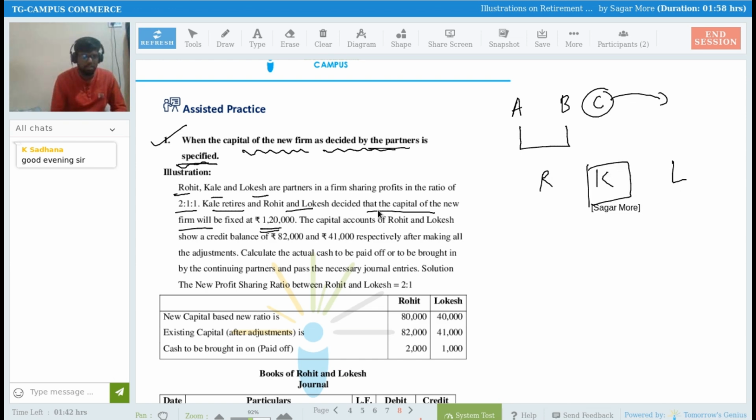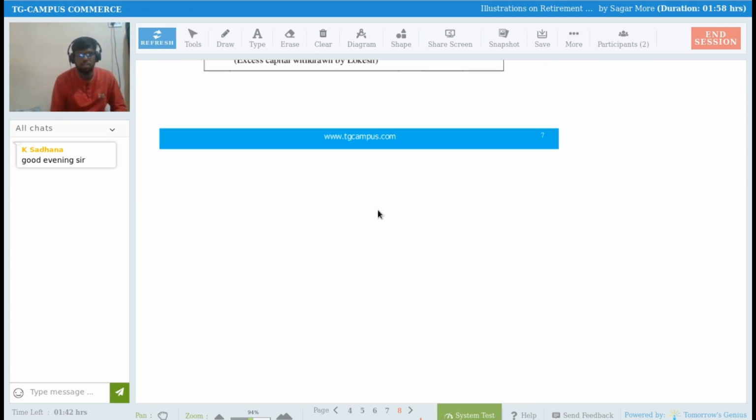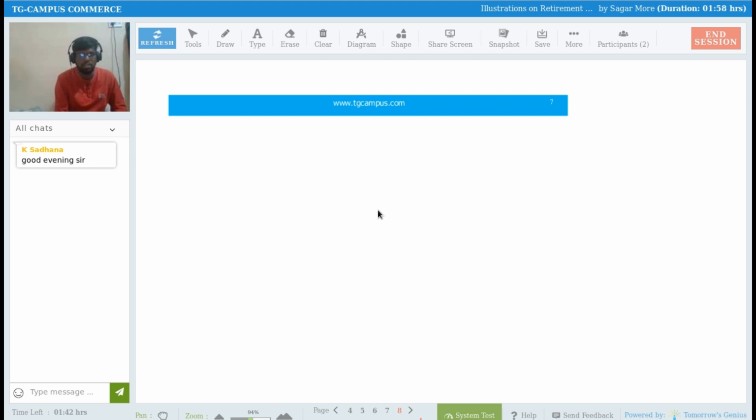So Kale is retiring from the firm. After retirement of Kale, capital of the firm will be 1,20,000 rupees. The capital accounts of Rohit and Lokesh show a credit balance of 82,000 and 41,000 respectively after making all adjustments. So what does it mean? After making all adjustments means what? So it is simply meaning it is like that.